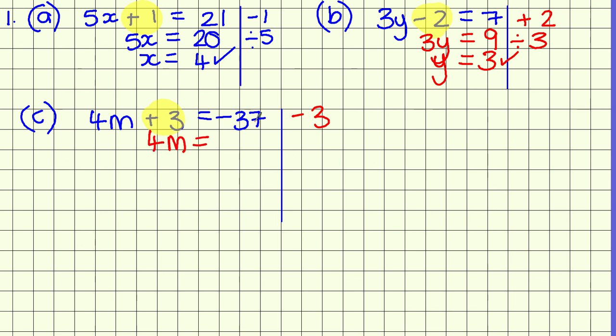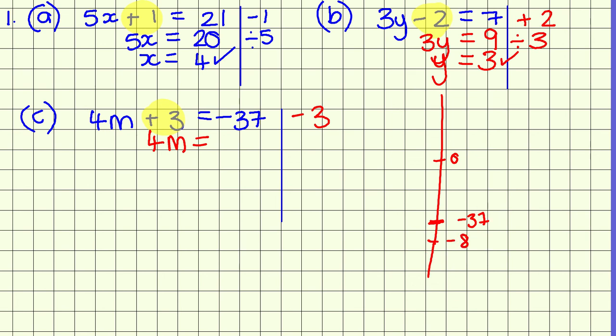Now think of your number line here, because I've got a negative. So negative 37. Think of that number line that we had. That's going to be like down the bottom here, so that's 0. Negative 37 is going to be way down here somewhere. And I am taking away 3. So I'm going down 3 more places.